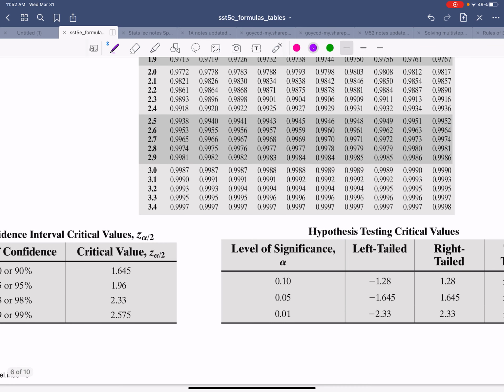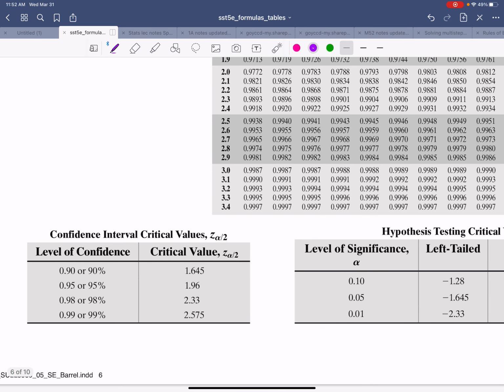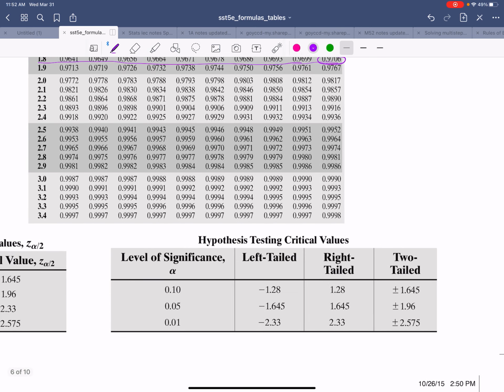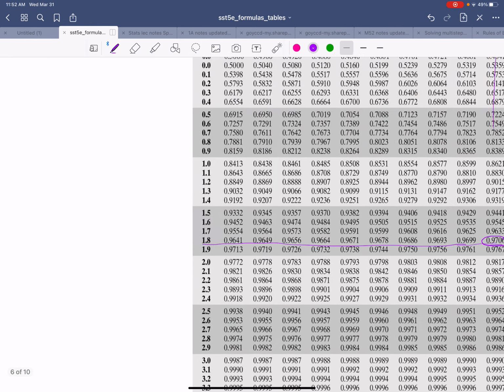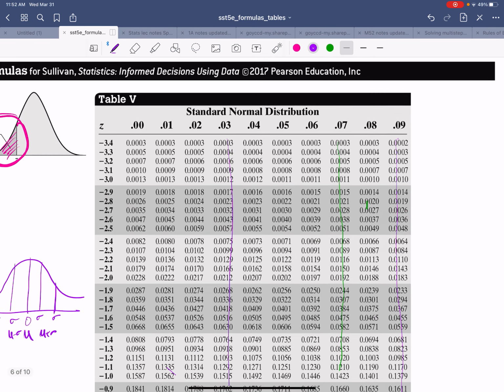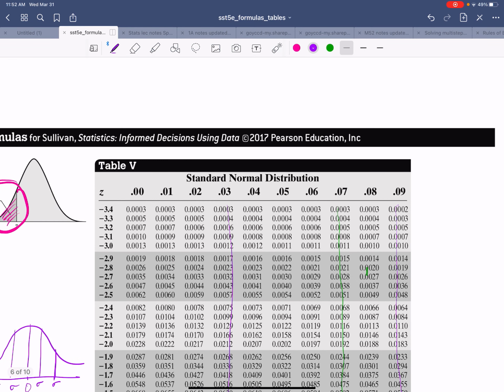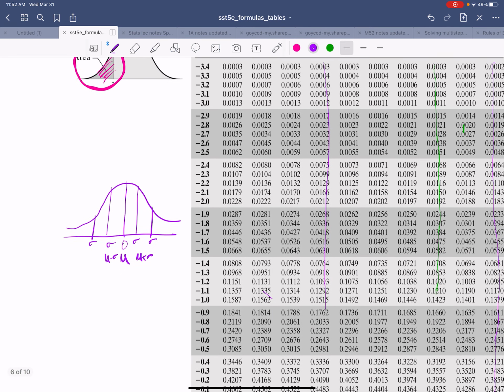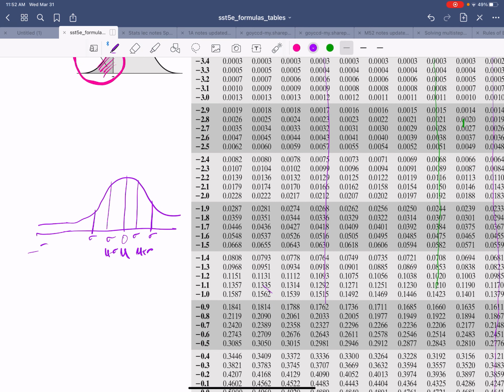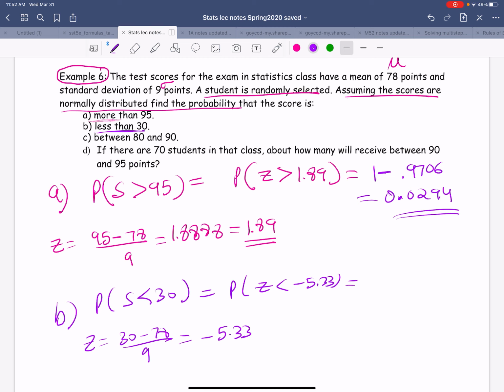And if you look on the bottom of the table, anything that's beyond your table, negative 5.33 is about here, and area to the left is going to be almost 0. So area to the left will be almost 0. Anything that's beyond your table, the area will be 0. So we can say chances of selecting somebody who's scored less than 30 will be 0 in this case.